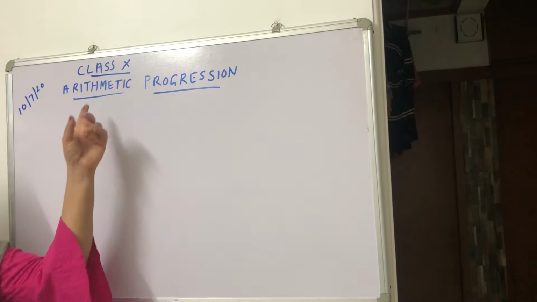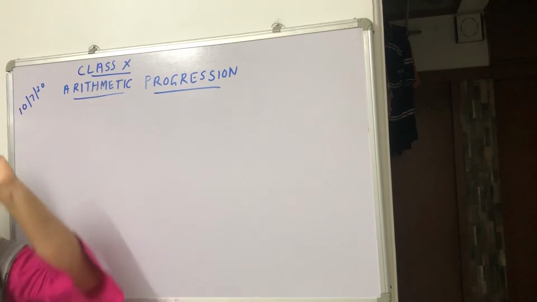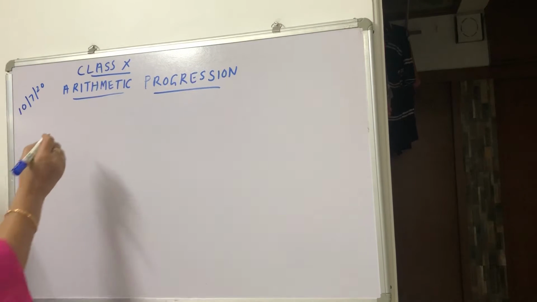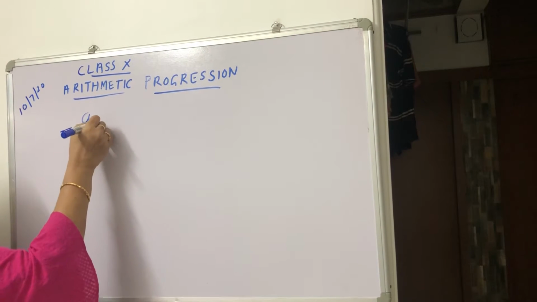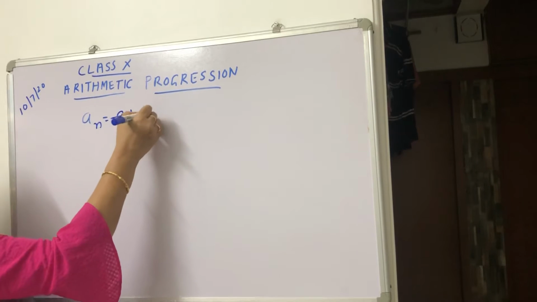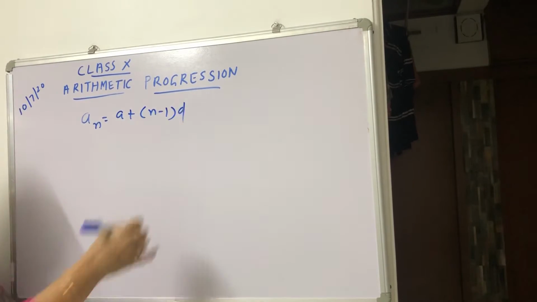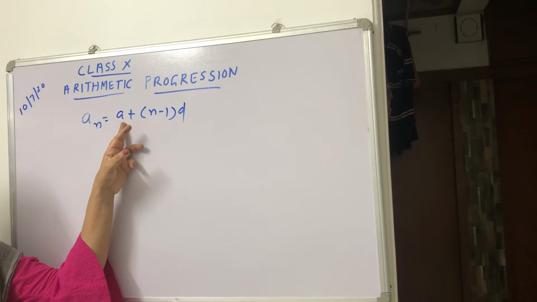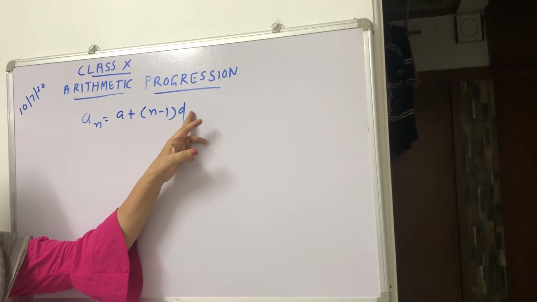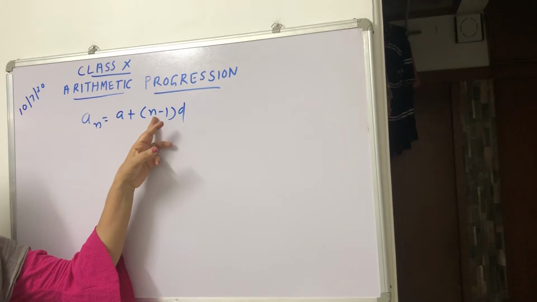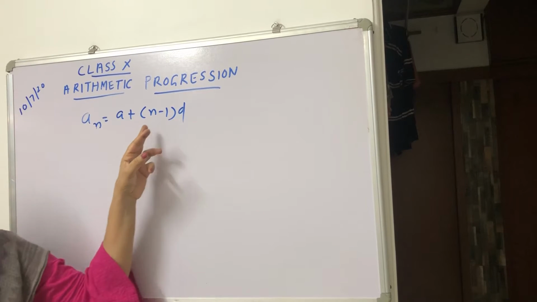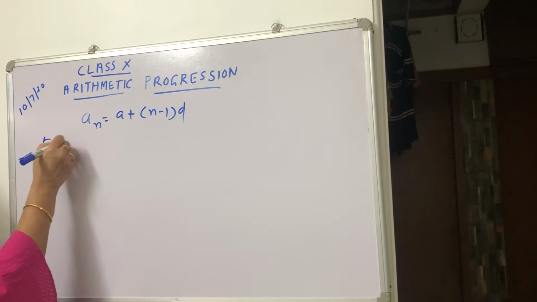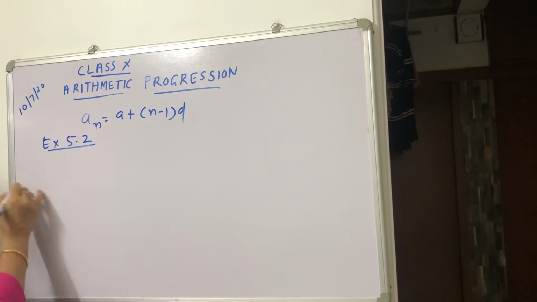We are continuing the chapter Arithmetic Progression. You have learned the formula a_n = a + (n - 1) d. a_n is the nth term, a is the first term, d is the common difference, n is the number of terms. So I am starting Exercise 5.2.